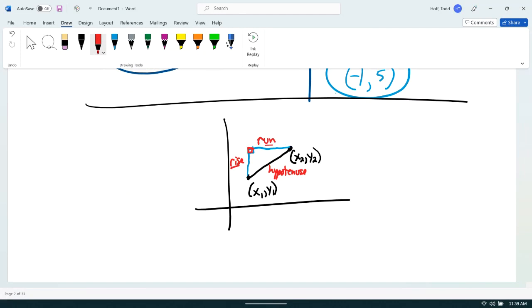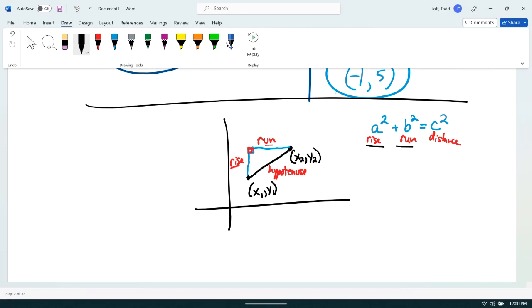So we know that we can find the hypotenuse of a right triangle using that old formula, the Pythagorean formula, a squared plus b squared equals c squared, where a is the rise and b is the run, and c is our distance between the points. So to rearrange this a little bit, the rise is the difference in the y-coordinates. The run is the difference in the x-coordinates.